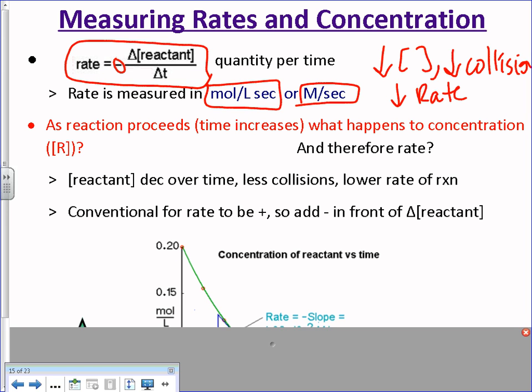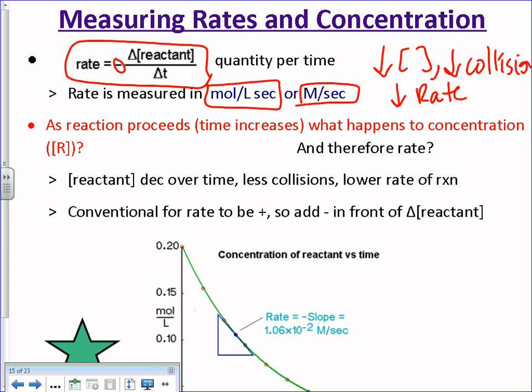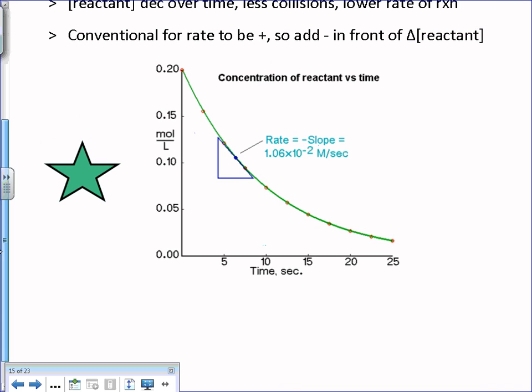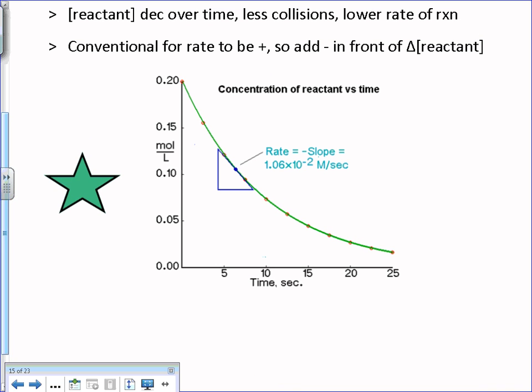So from here, this graph is on your sheet. If I'm nice, I think I put it there. It's on the first little quadrant of notes I gave you. Whenever you have a concentration versus time graph, that is the only time when you can look at the tangent of the graph and figure out the slope to get the rate of reaction. It has to be concentration versus time, because that's what rate is: change in concentration over change in time.